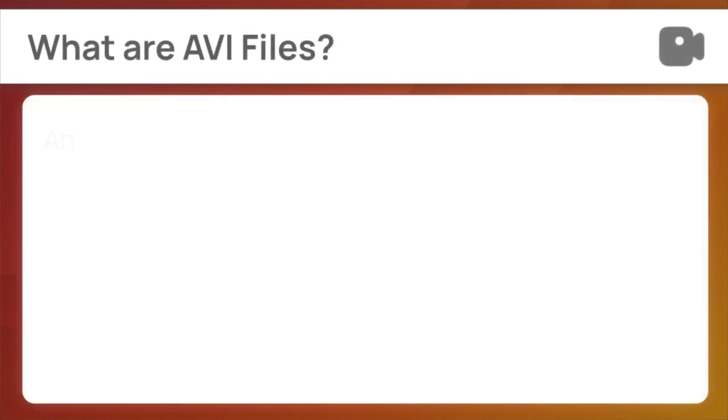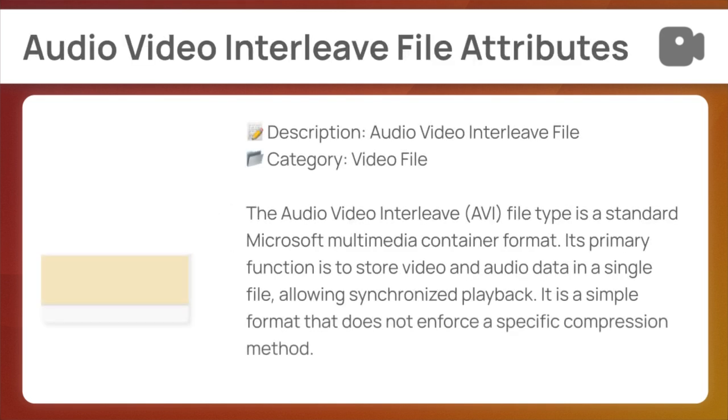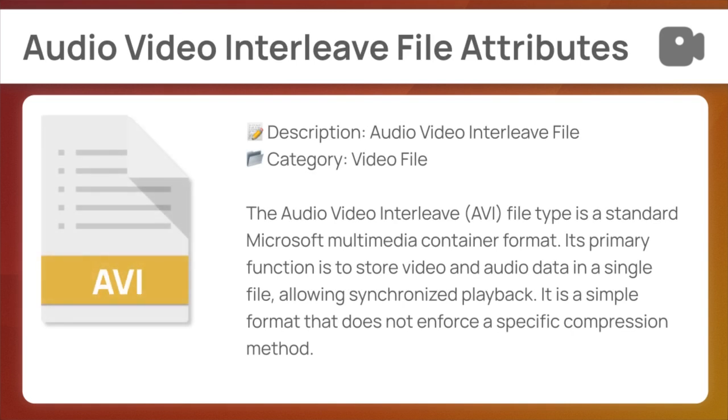The AVI is digitally recognized globally as belonging to the video file family. It uses the audio-video interleave file format to store its contents. The audio-video interleave, AVI file type, is a standard Microsoft multimedia container format. Its primary function is to store video and audio data in a single file, allowing synchronized playback.